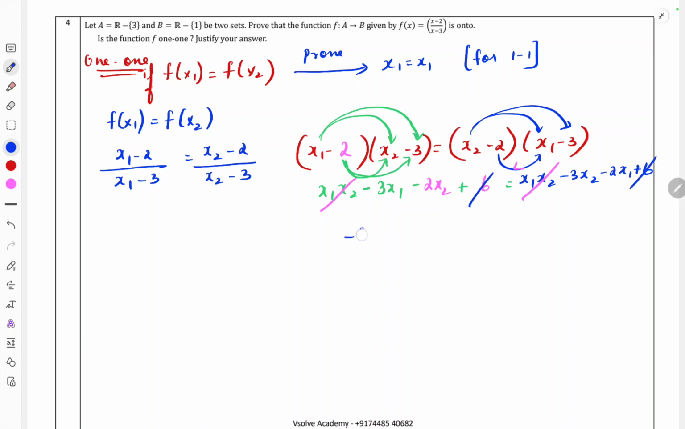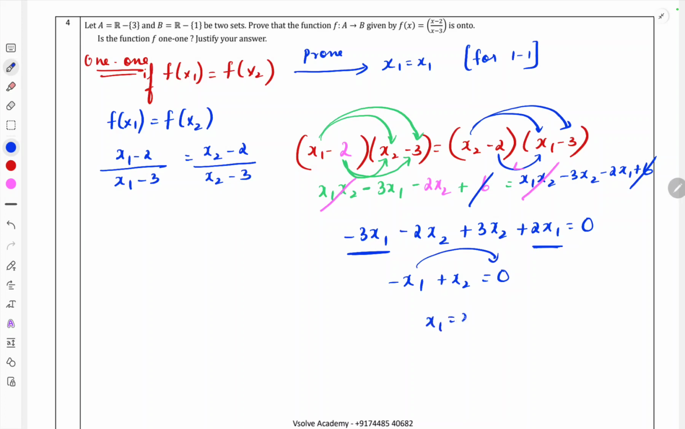So now I can bring everything to the LHS. Minus 3x1 minus 2x2. So plus 3x2 plus 2x1 equal to 0. So minus 3 plus 2 minus x1 minus 2 plus 3 plus x2 equal to 0. So if this comes here, x1 will be equal to x2, which means it is 1 to 1. It is injective.